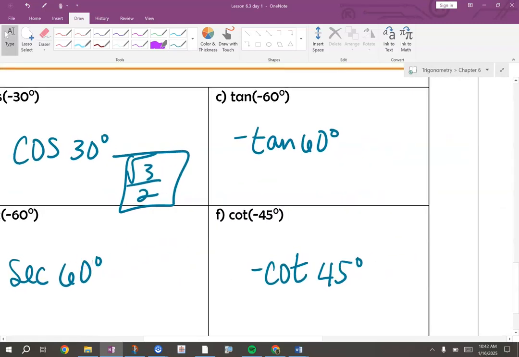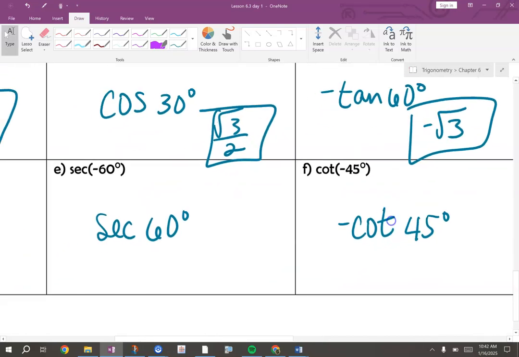Okay, tangent 60, and then we just make it negative. So think about it. 60 degrees. What is opposite of 60 degrees? The rad 3, right? Opposite of 60 degrees is rad 3. So tangent is opposite over adjacent. What is adjacent to 60 degrees? 1. So tangent would be negative rad 3.